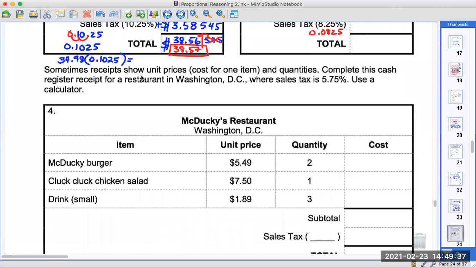So sometimes receipts show unit prices. This is the price for one item. Unit price is price for one. So we got 2 of them. So you have to multiply by 2.